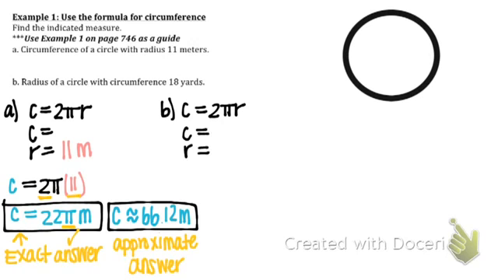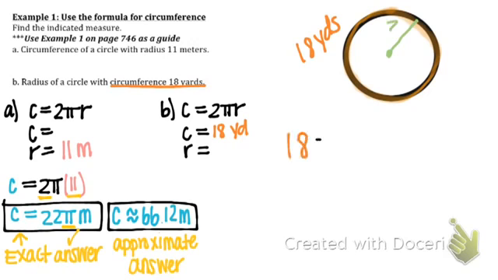So let's make a list and fill in what we know. We are given the circumference this time, so I fill in the circumference. And what I'm solving for is my radius. So that's what the circumference looks like, 18 yards. I need the radius, the green part. So let's fill in the formula. 18 is equal to 2 pi times the radius.